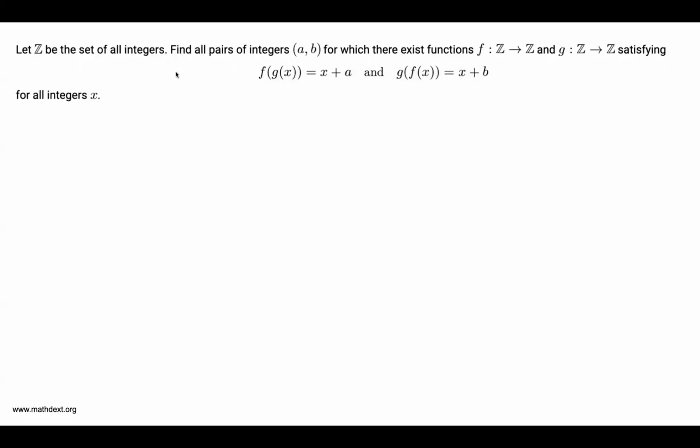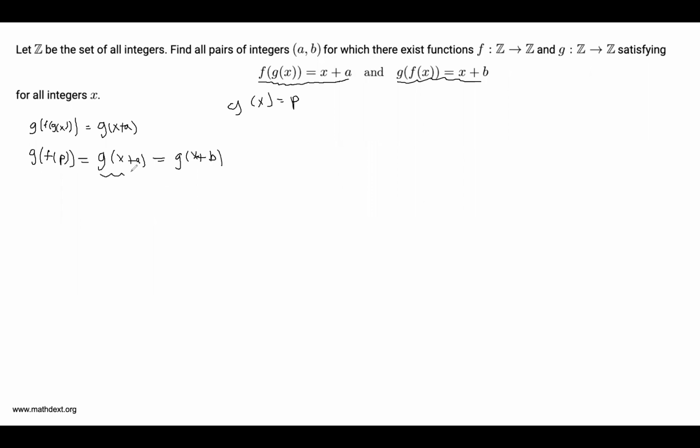Okay, so before I go and do any math, I'm going to take g of both sides of this whole equation. And I'm going to get g of f of g of x equals g of x plus a. And then I'm going to let g of x equal p for some number p. At this point, I get g of f of p is equal to g of x plus a. But hey, wait, g of f of p from this equation over here is p plus b, and I can write this as g of x plus b. And now we have this equality, g of x plus a equals g of x plus b.